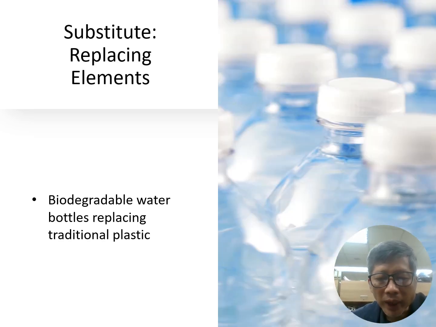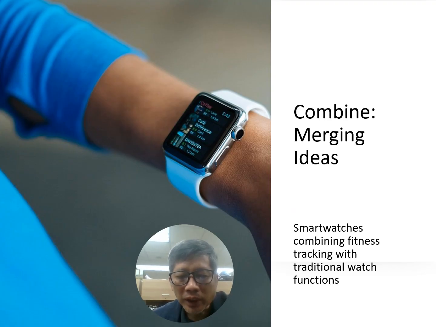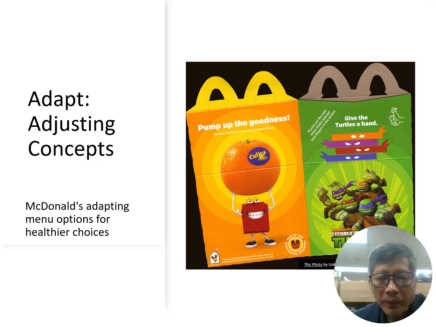In substitute, we replace some elements. For example, biodegradable water bottles replacing traditional plastic. In Combine, we see the merging of ideas. Smartwatches combining the use of a fitness tracker with the traditional function of watches. So this is combining. Adapt, you see adjusting concepts. We will take, for instance, McDonald's Power Lunch for kids. It is now adapting menu options that have healthy choices for kids. So here is an example of a McDonald's lunchbox in North America.